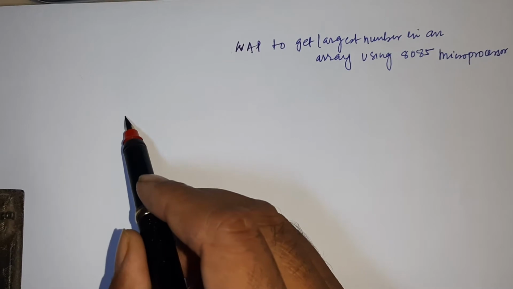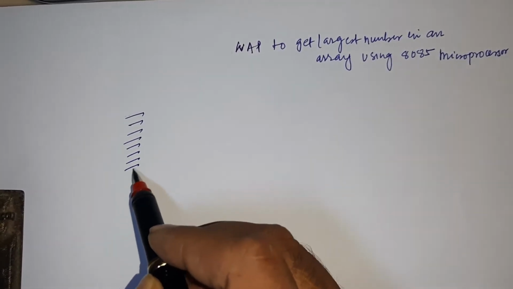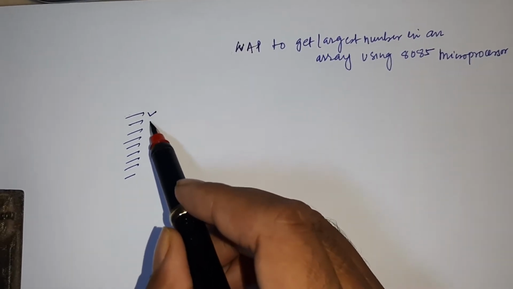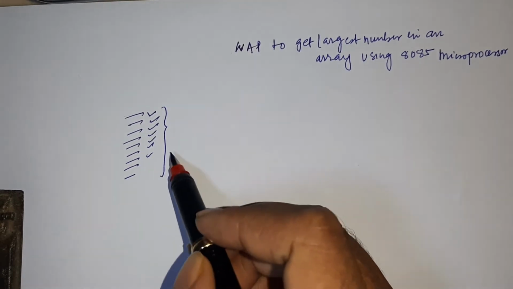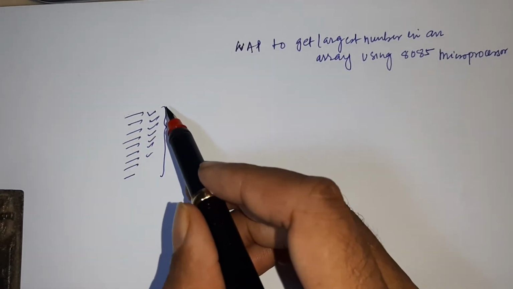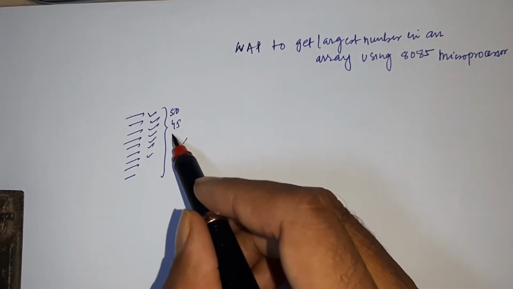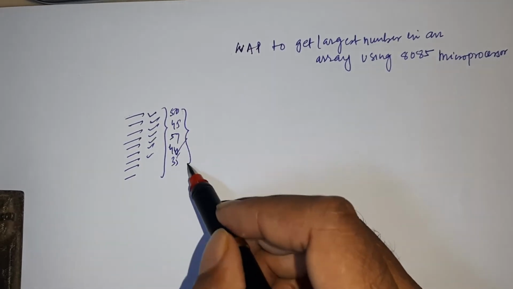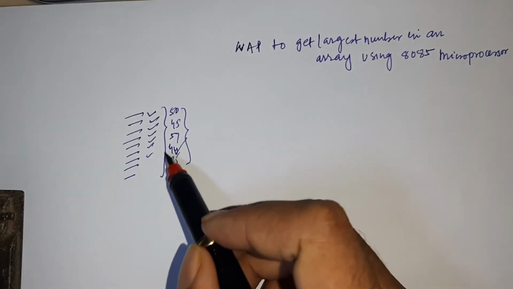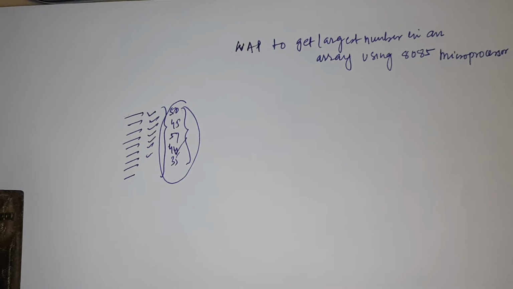Suppose here is an array. This is an array of memory locations, or you can say data, and every memory location contains some data. You have to find which number is largest. You can take another example. Suppose these are numbers stored at various memory locations, and we have to write a program to find the largest number within this array. So if we have to write an assembly language program, this is the program.